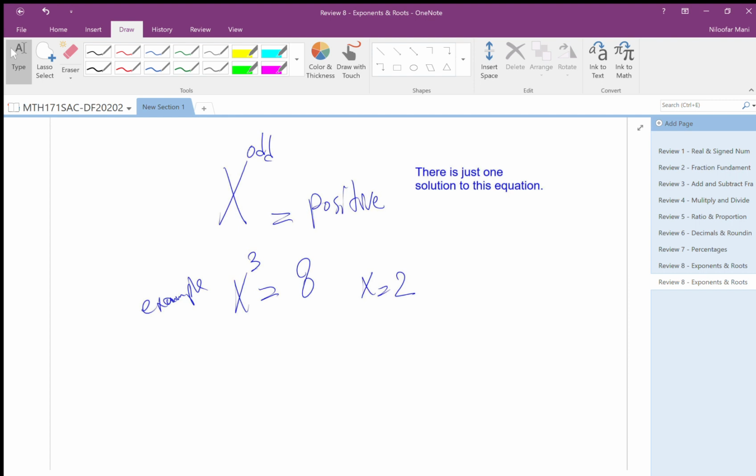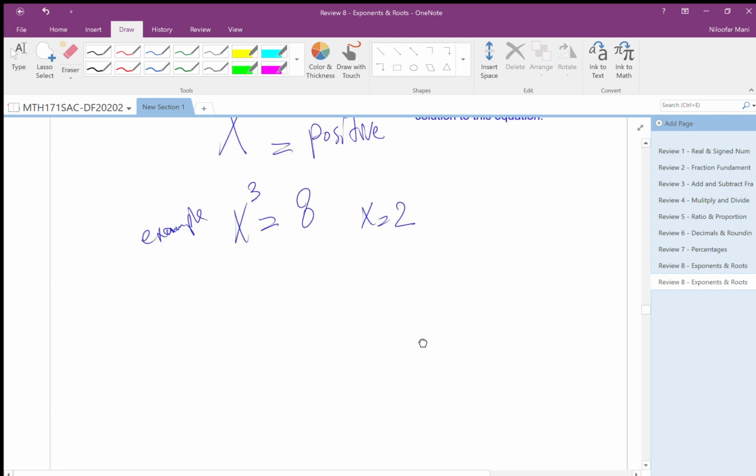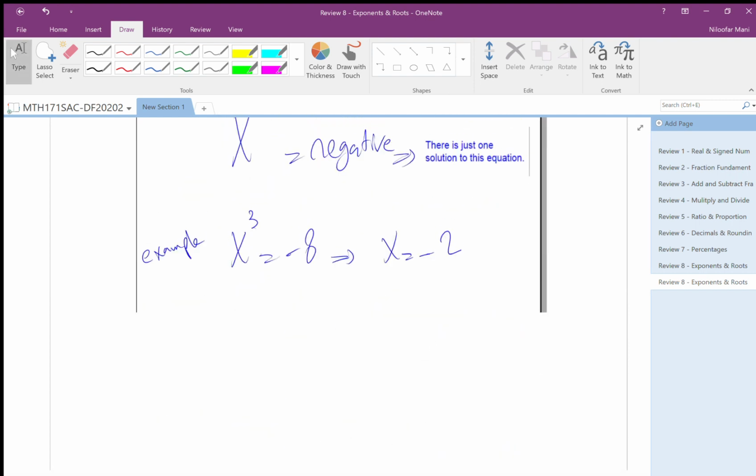x to the power 3 equals 8. The answer is positive, just one answer. x to the power 3 positive, just one answer. And x to the power 3 negative, let me see. Yeah, negative, just one answer. So here x is 2 and here x is minus 2.